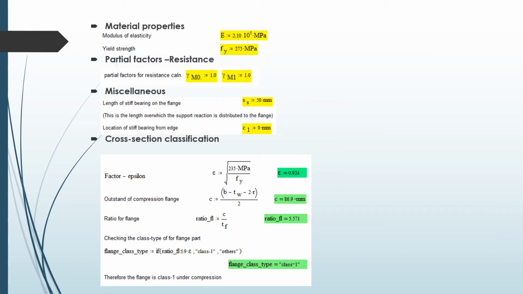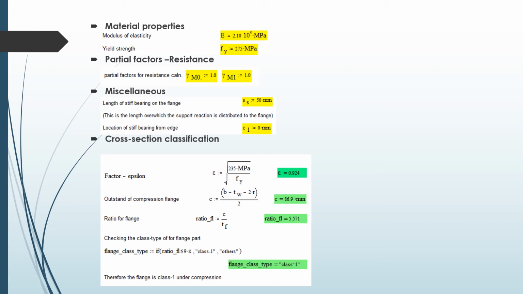Okay, now start with the material properties. Modulus of elasticity E and the yield strength Fy. In our case, we have used S275 grade steel for which Fy is 275 MPa. Partial factors of resistance, gamma M0 and gamma M1, both are taken as 1. And here we are making some assumptions on some other miscellaneous data, that is length of stiff bearing on the flange, which is the length over which the support reaction is distributed to the flange, Ss as 50 mm, and the location of this stiff bearing from edge is assumed as c1 equal to 0.